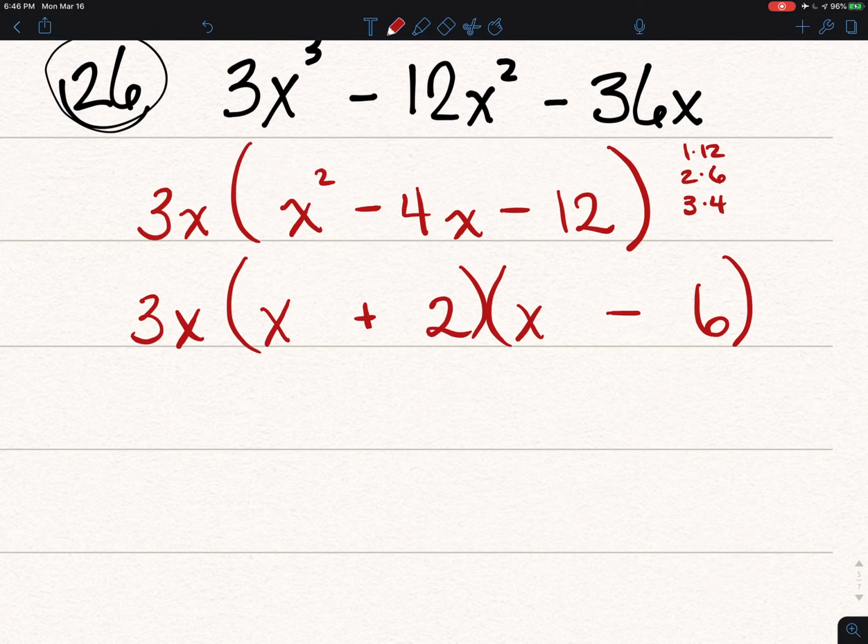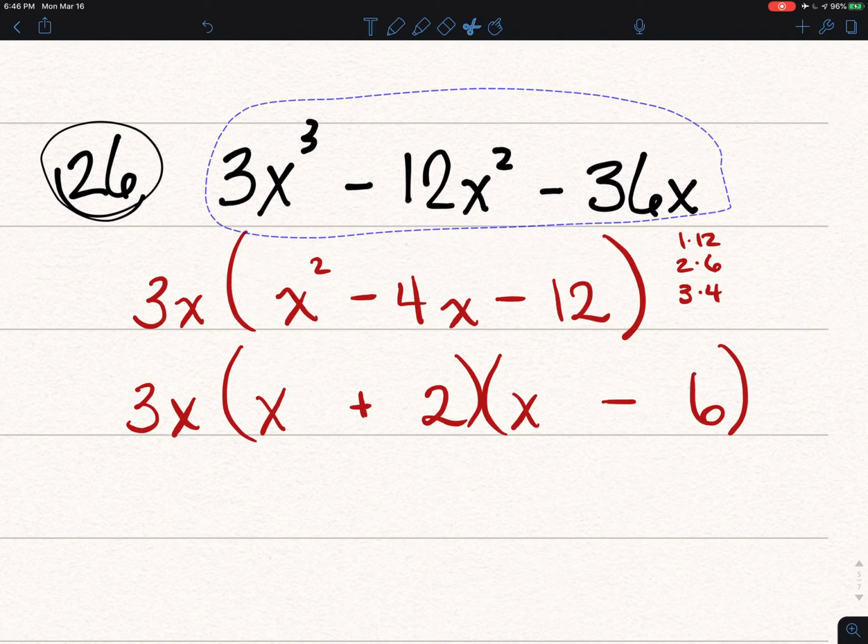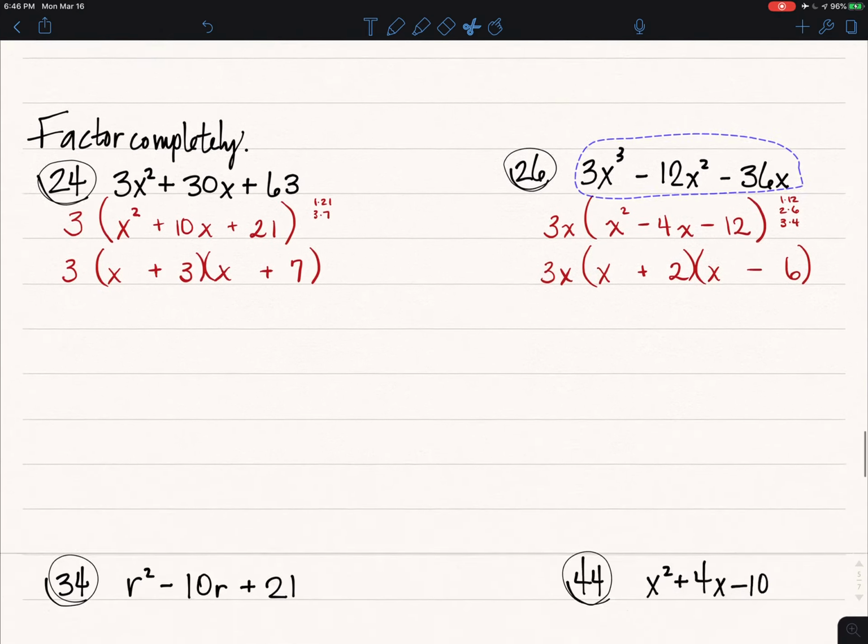I want you to pause the video, and I want you first of all to FOIL these 2. If you FOIL those 2, you should get this trinomial. After you FOIL that, you should be able to distribute the 3x. If you distribute correctly, that should give you the original trinomial that we had for number 26.